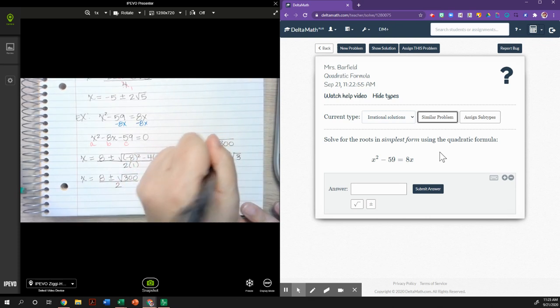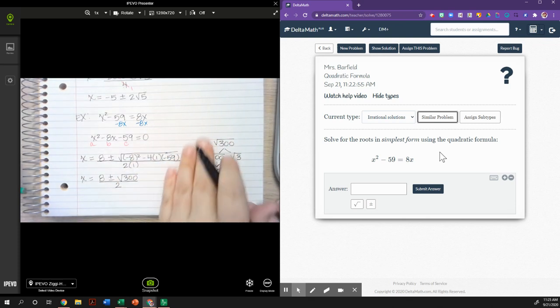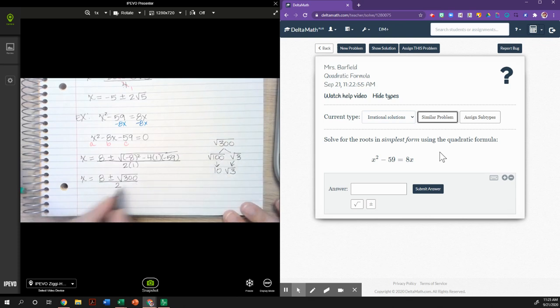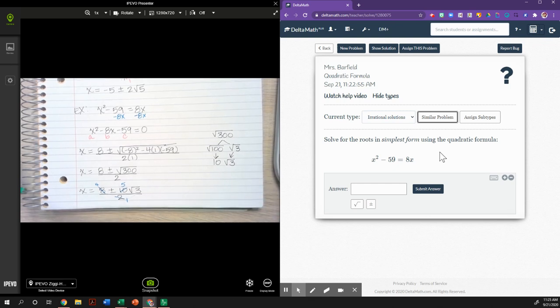Remember, I'll provide you with a second video on how to simplify radicals that may help you if this approach does not help you. So I'm going to rewrite it: x equals 8 plus or minus 10 square root of 3, over 2. I can divide all of the numbers outside the radical by 2. If I can't divide all of them, I leave it alone. So 8 divided by 2 is 4, 10 divided by 2 is 5, 2 divided by 2 is 1.